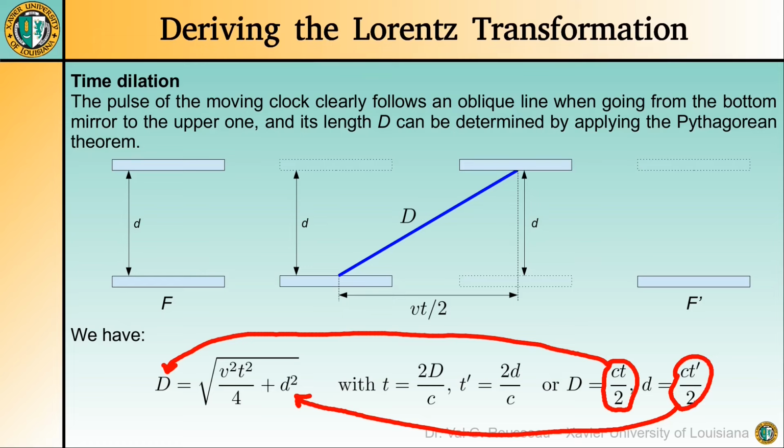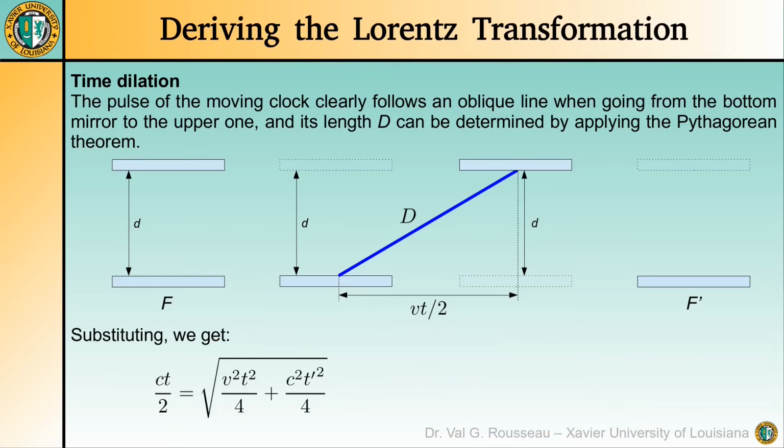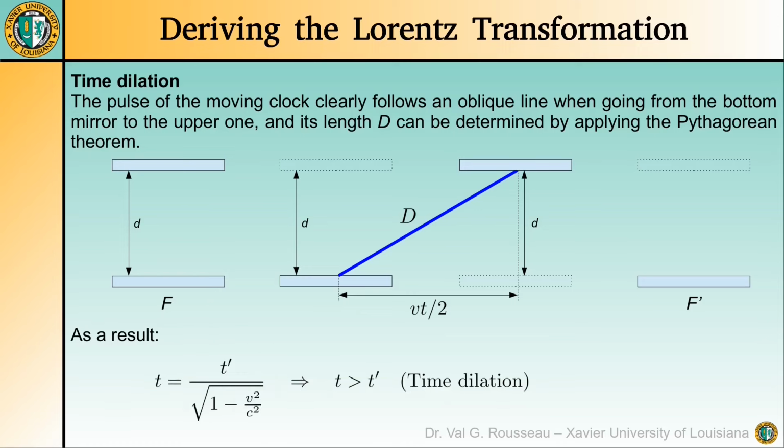This results in an equation that involves only times and velocities, no distances. We can simplify it by multiplying it by 2 and squaring it, and finally we can solve it for t, the time observed in f. We obtain the well-known time dilation formula. Dilation because the observed time will always be greater than the time measured in the frame where the clock is at rest, as long as the velocity v is non-zero.